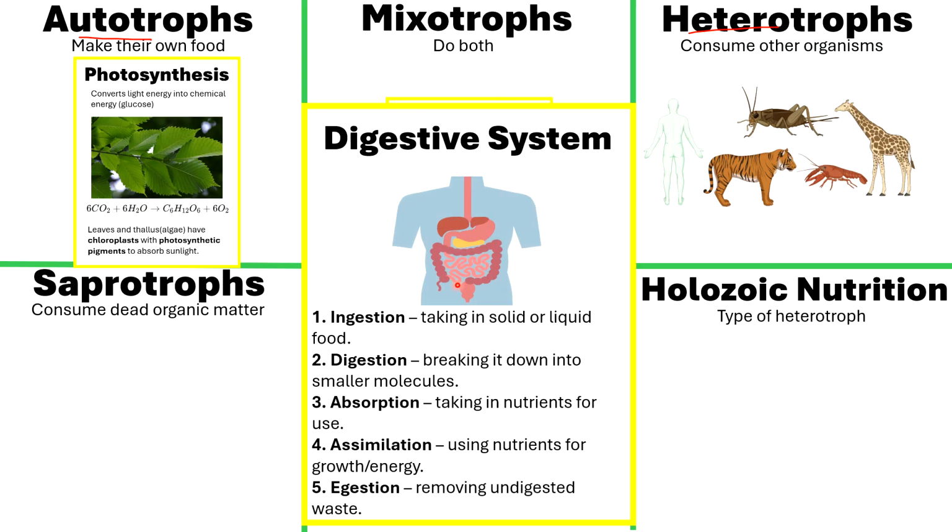Now, looking at an example of holozoic nutrition, which is a type of heterotrophy, we have the human digestive system. So remember that holozoic nutrition has 5 steps. There's the ingestion of the food, so taking it in a solid or liquid form, the digestion, breaking it down into smaller molecules, the absorption, the assimilation, which is using the nutrients, and the egestion, removing the undigested waste. An example of egestion would be feces. Okay, feces is not excretion, it is egestion. Have that in mind.